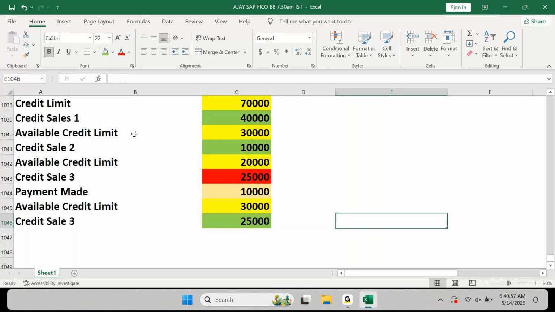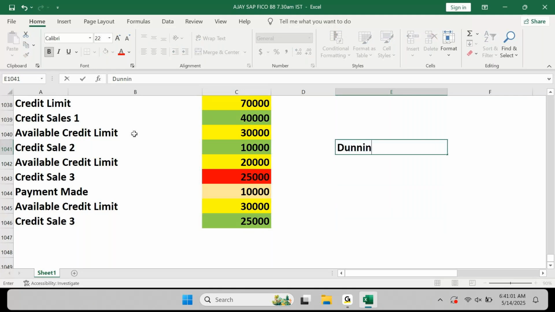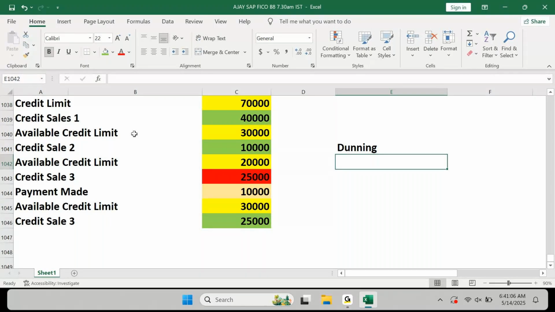You would also have heard something called dunning. Anybody heard this? When we talk about dunning, we are talking about a reminder to make payment. Dunning is nothing but a payment reminder, nothing else. When will your customer have to make the payment, on the due date or after the due date? On the due date, not after. After the due date means it becomes a late payment, right?